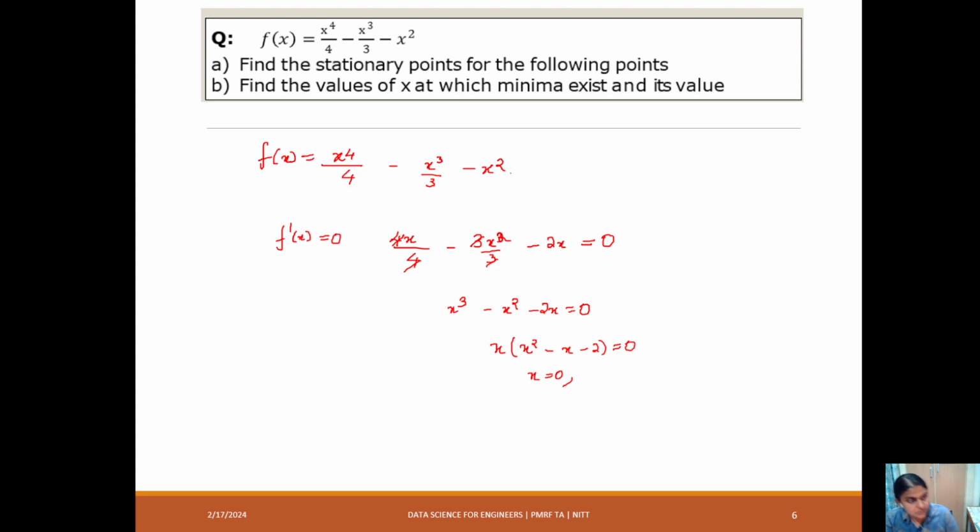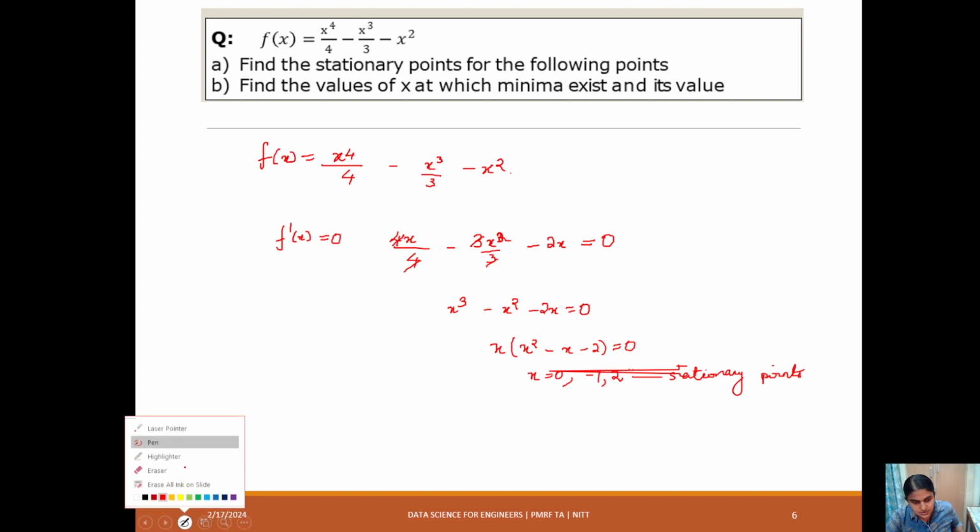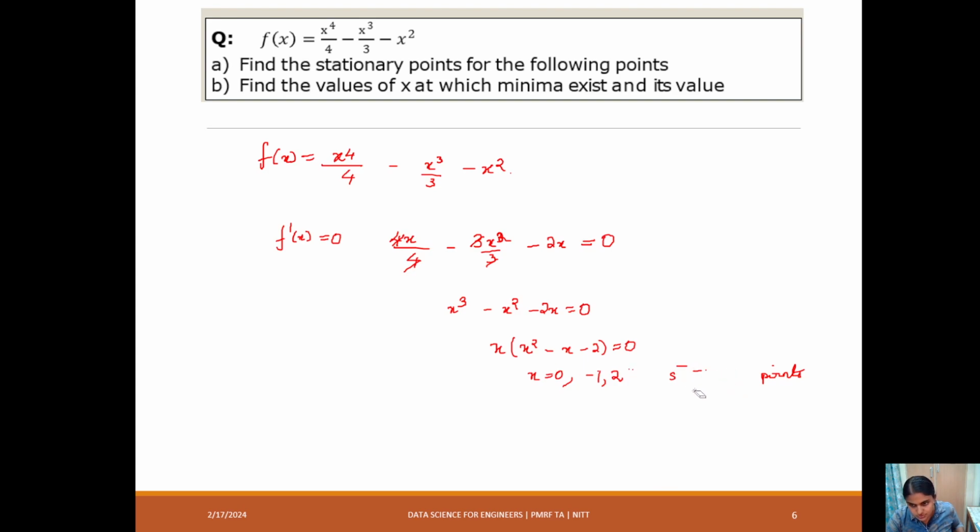So people have put 0, minus 1 and 2. If you put 0, minus 1 and 2, then what you have to do is, so these are the stationary points, okay, these are the stationary points, and then you have to... my board is causing some problems today. Minus 2, these are stationary points.